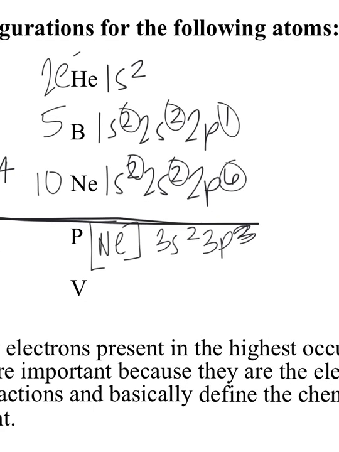Alright, vanadium's that last one. So find vanadium, up a row, all the way to the right is argon. Okay, and then I finish 4s2, 3d3.